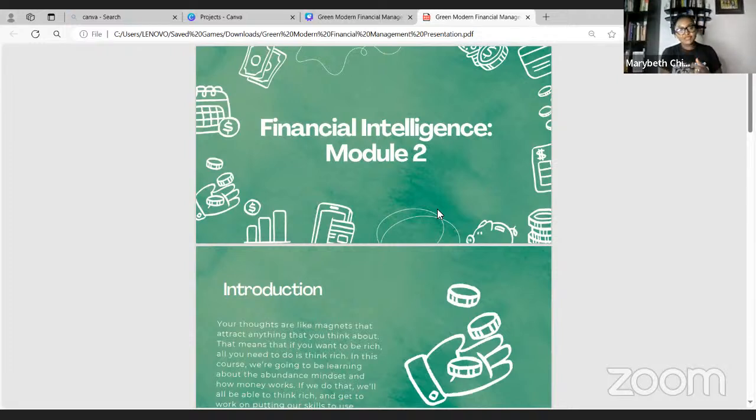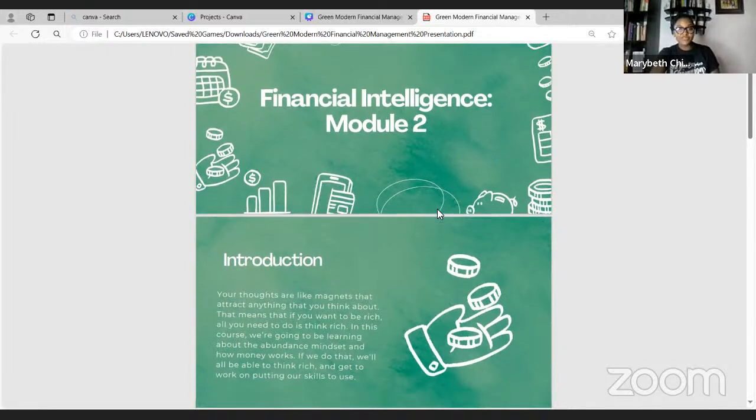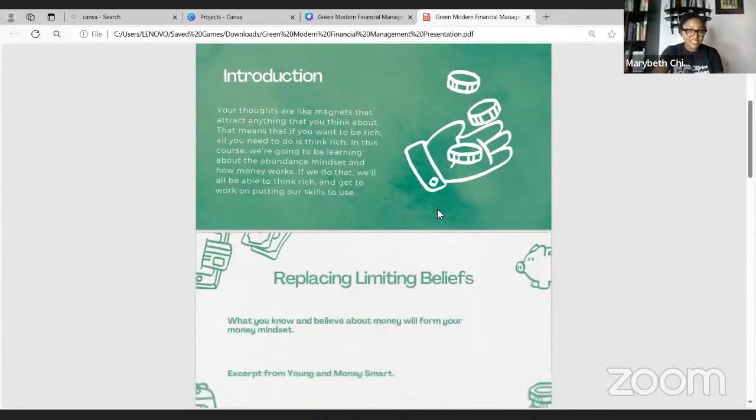So we said that this is module two of becoming a financially smart child and understanding purpose. I started by saying that your thoughts are like magnets that attract anything that you think about. So what that means is, if you want to be rich, all you need to do is think rich. You want to be poor, that is the reason you will be thinking poor.